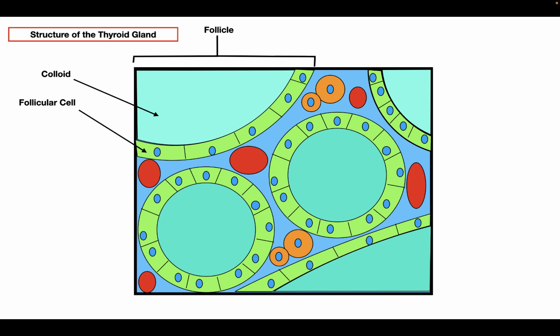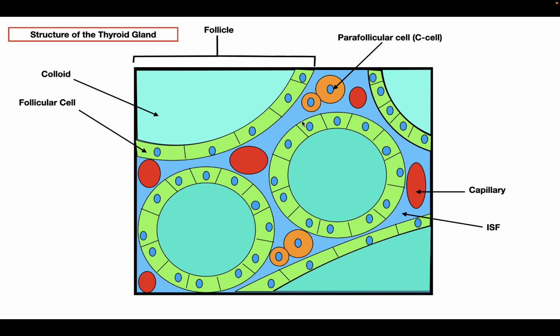Now the interstitial fluid is going to surround a bunch of different structures. The interstitial fluid surrounds the follicles, and it also surrounds the parafollicular cells or C cells. In addition, the interstitial fluid is also going to be surrounding capillaries, which bring blood into the thyroid gland, allowing thyroid hormone to enter into circulation. And we also have the interstitial fluid, which basically bathes all of these different structures. So it bathes the capillaries, the parafollicular cells, and the follicles.